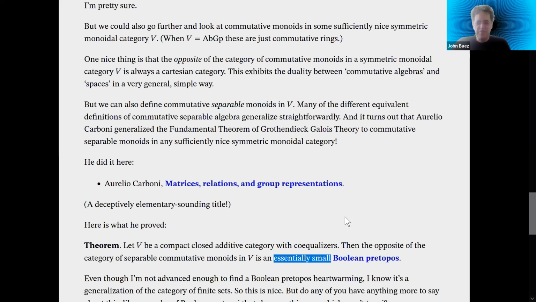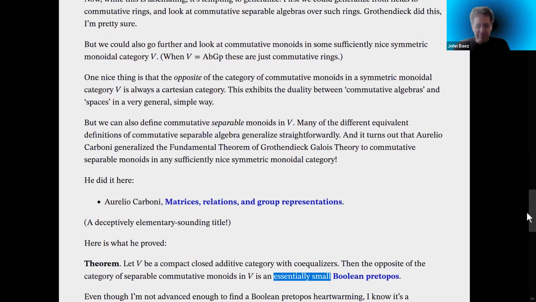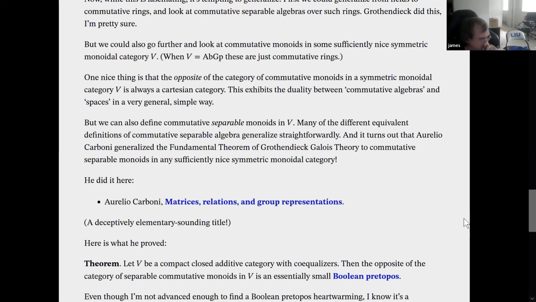Yeah, I mean, the name pretopos hints there should be some way to improve it to a topos. And I was asking people in this blog article whether they know anything about that. No one's said anything about this post yet. But Todd Trimble said he was surprised that you could get a Boolean pretopos from such weak assumptions. I guess he's thought about separable things a bunch.